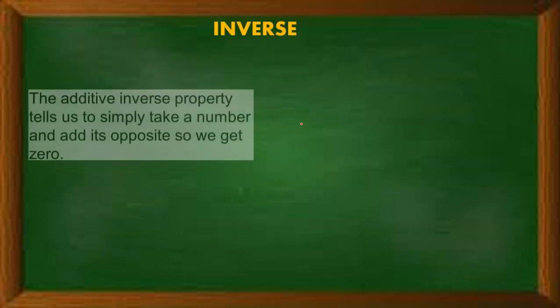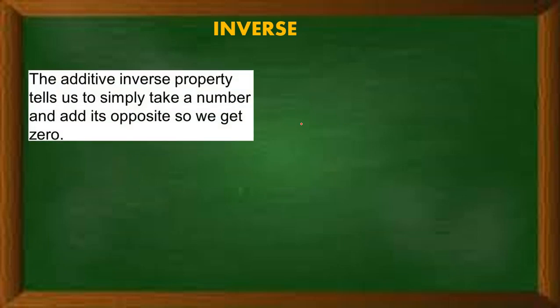Now let's talk about the inverse property. The additive inverse property tells us, to simplify, take a number and add its opposite. Suppose I have the number 2, and I want to add something to this 2 to get back the additive identity. As we know, the additive identity is 0. So what do we have to add to this 2?